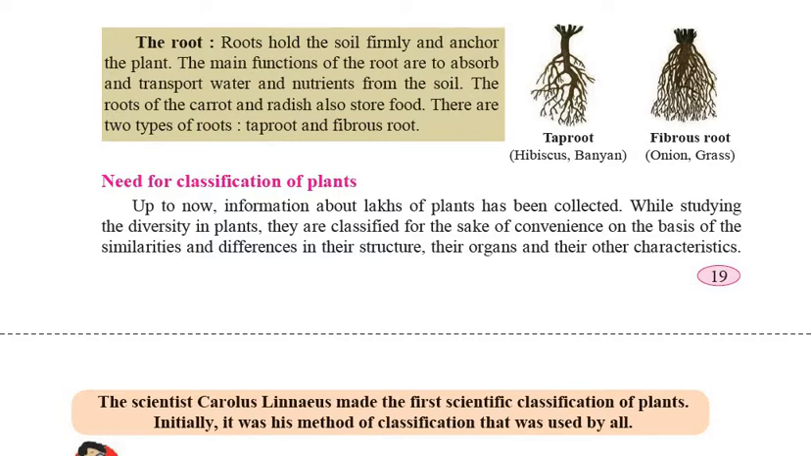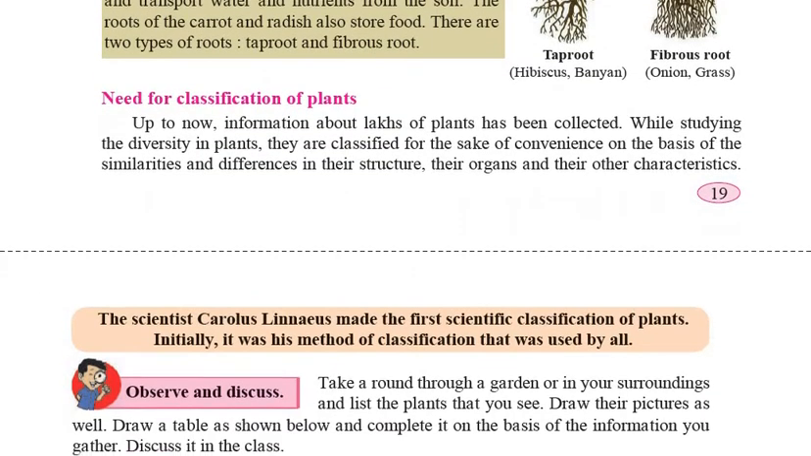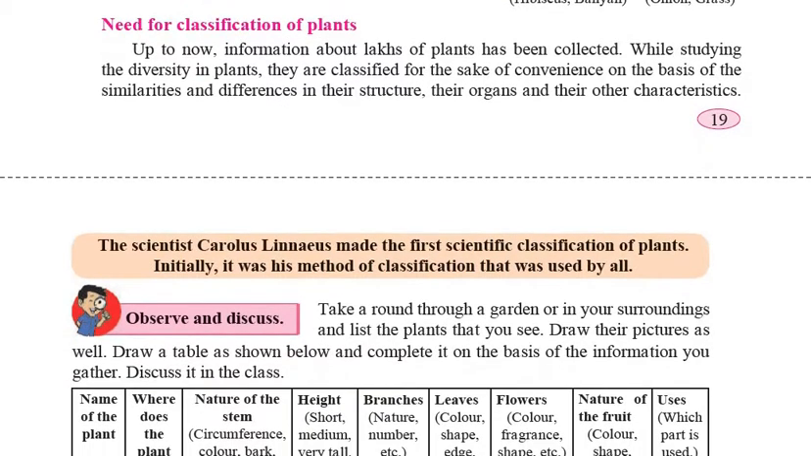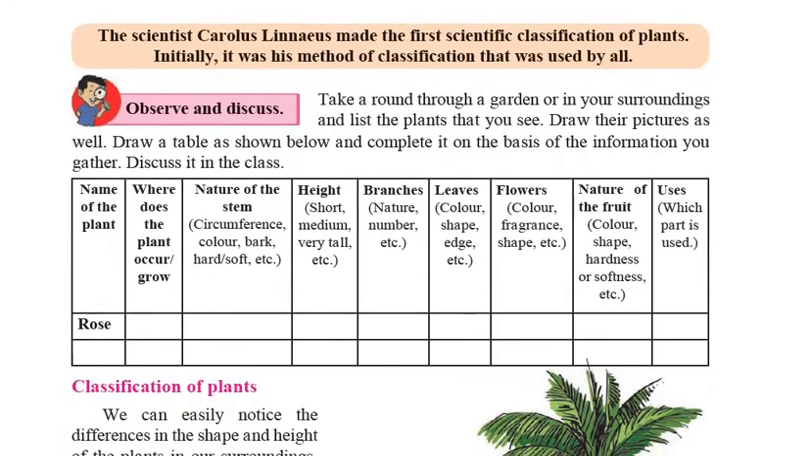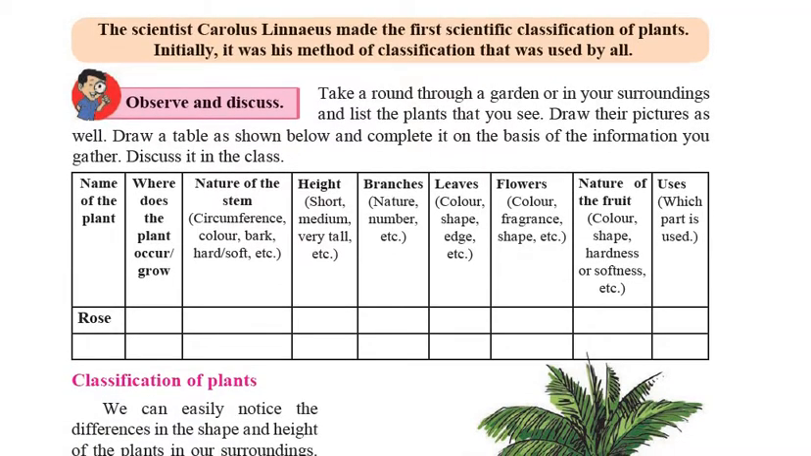Need for classification of plants. Up to now, information about lakhs of plants has been collected. While studying the diversity in plants, they are classified for the sake of convenience on the basis of the similarities and differences in their structure, their organs, and their other characteristics. The scientist Carolus Linnaeus made the first scientific classification of plants. Initially, it was his method of classification that was used by all.